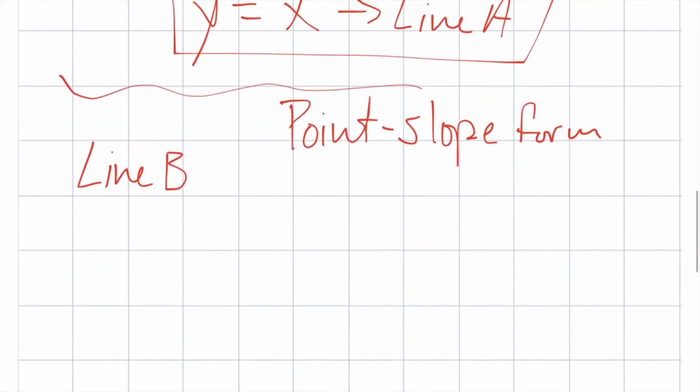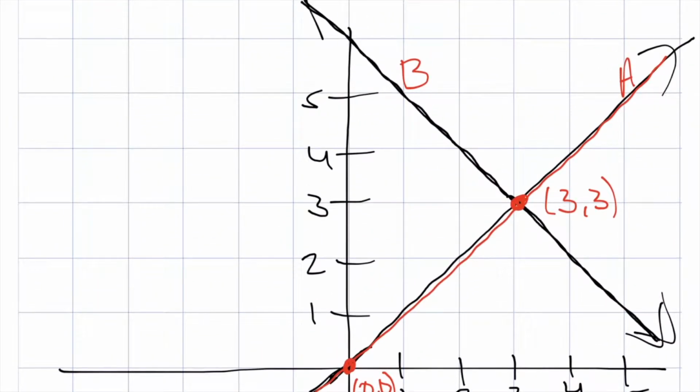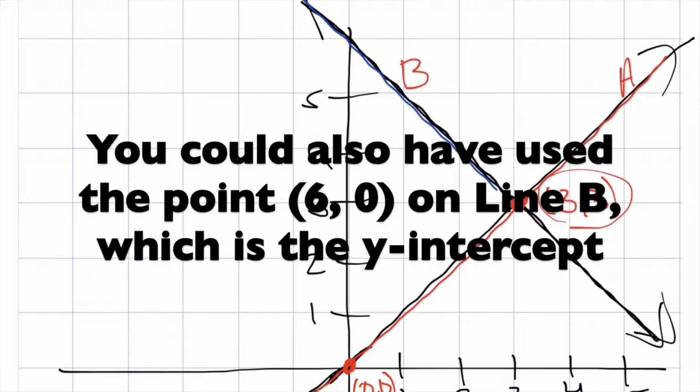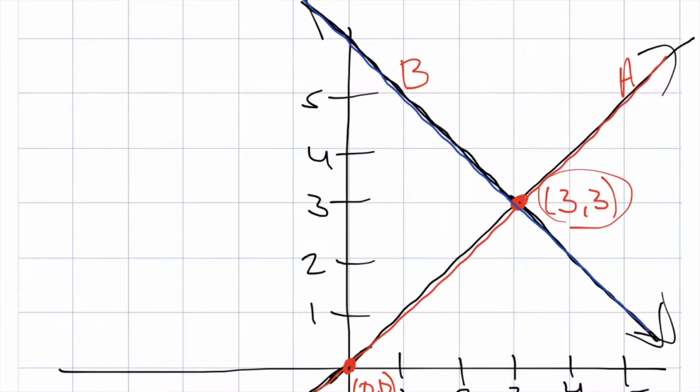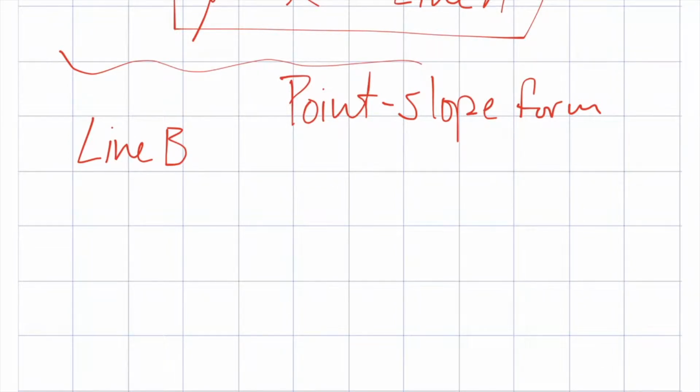Okay? Well, we have a point, and in this case, what point can we use for line B? We can't use 0, 0 because it's not on line B, but we can use 3, 3. Even though we already used it once, we can use it because it does cross the path of line B. Okay, so let's use 3, 3. I'm going to stay consistent.